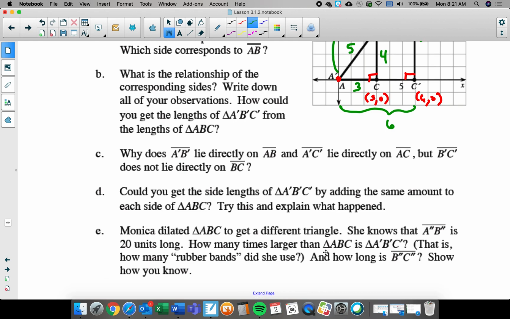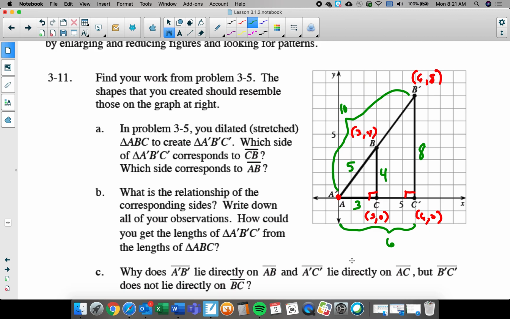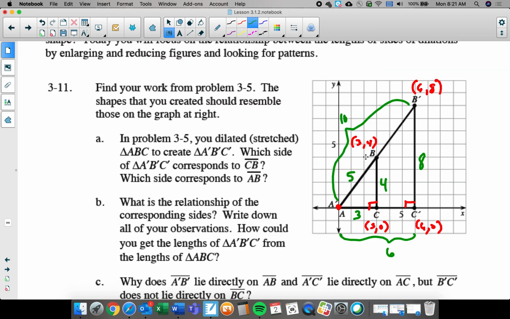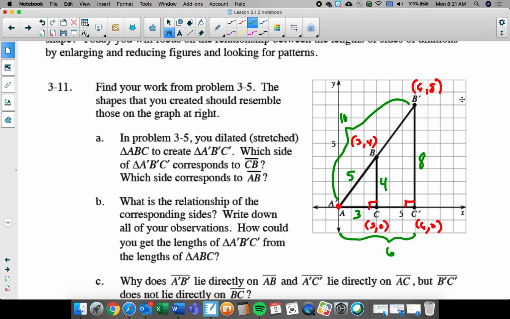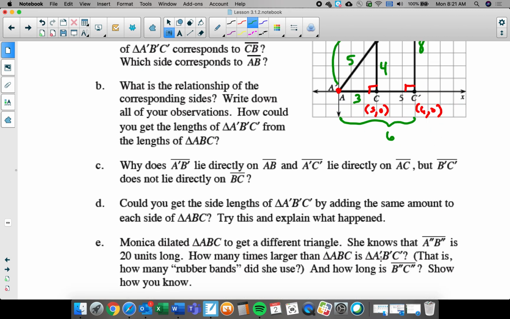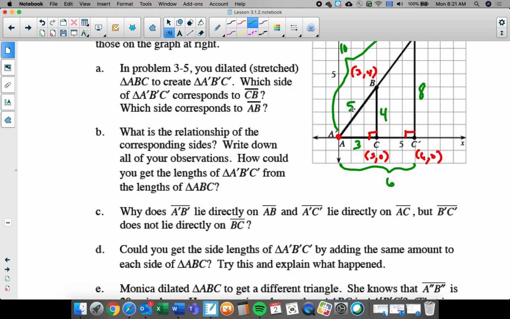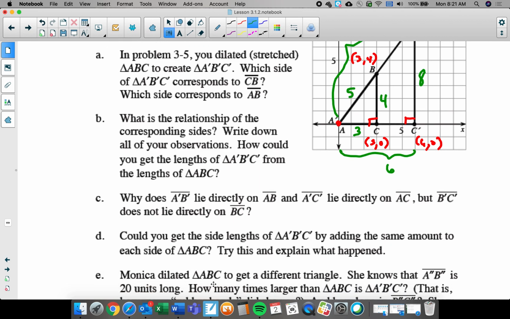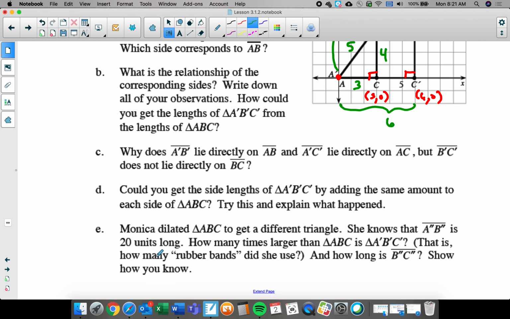So then down here in this last one, it says Monica dilated the original triangle to get a different one, and she knows that A double prime B double prime, that segment is 20 units long. So she took this original one, and now it's a length of 20. The question is, how many times larger is that? Well, if our original length was 5, and our new length is 20, we know that in this case, it is 4 times larger. Okay? That is our scale factor, or that would be our zoom factor. So on and so forth.